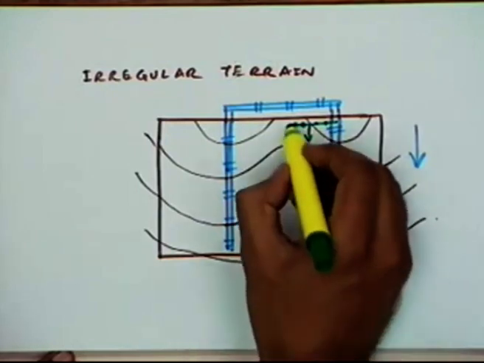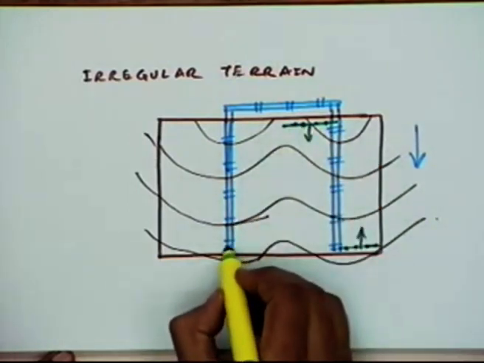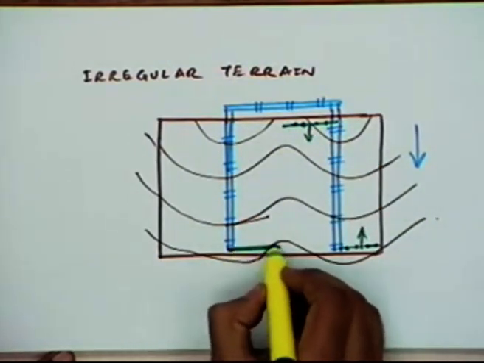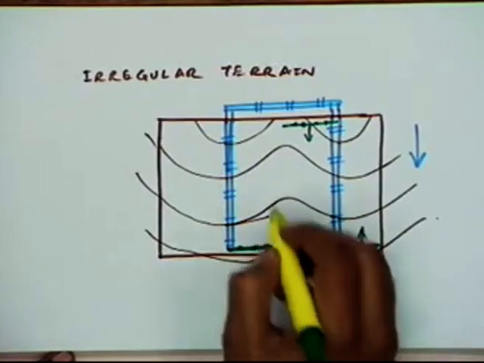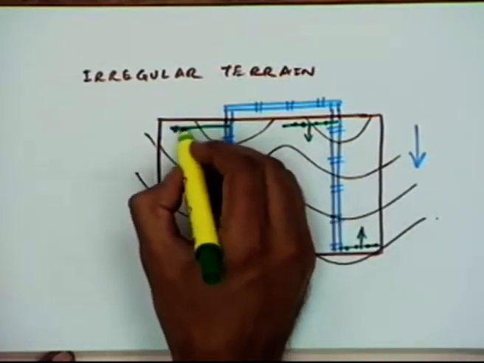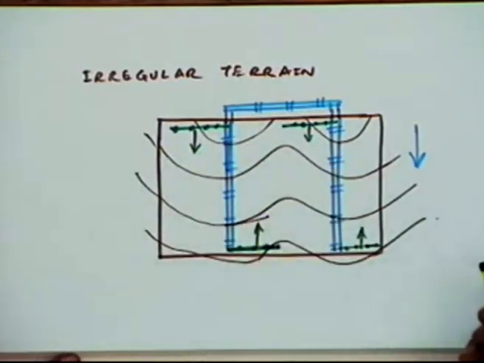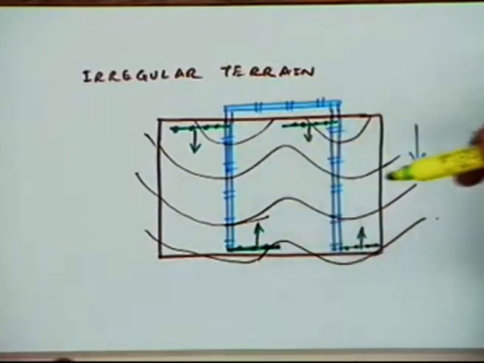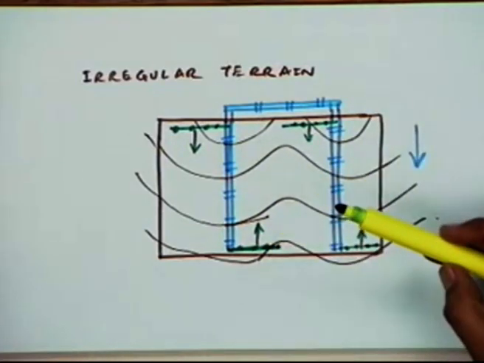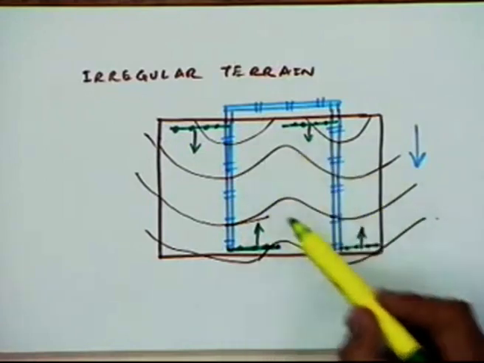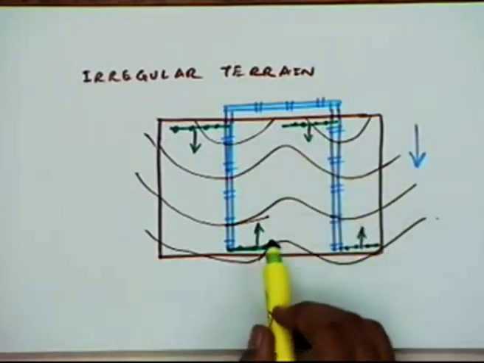There can be another set of laterals, one here, another here. This is moving in this direction and this is moving in this direction. This can be one possible way by which you can operate these laterals. This is the layout which can be used.